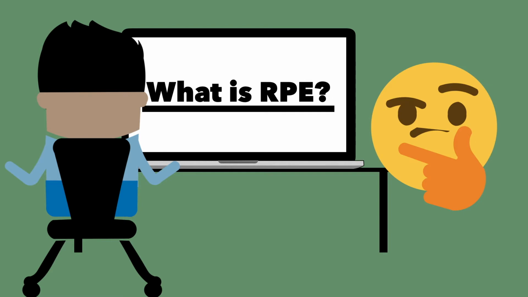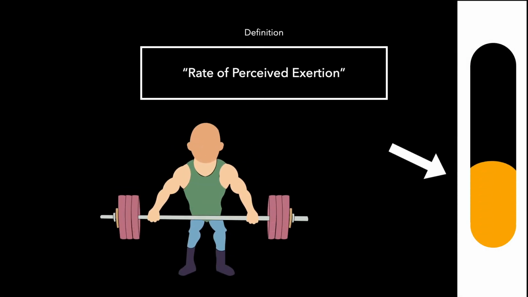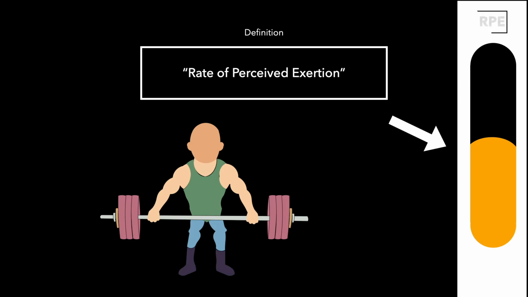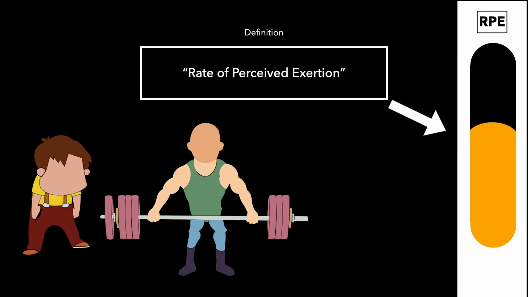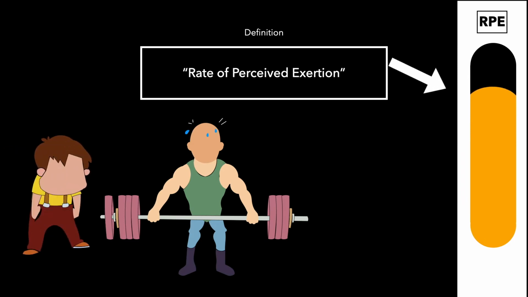RPE stands for Rate of Perceived Exertion. This is a measurement of intensity or difficulty, and if Mike here, the bodybuilder, puts some more weight on the bar, his RPE will increase. He will feel like it's more difficult.